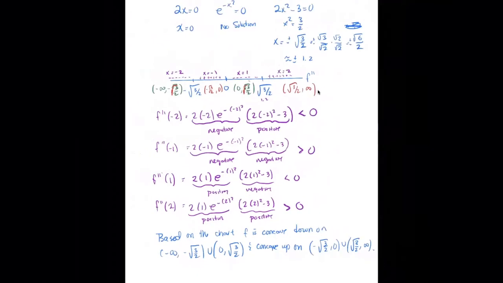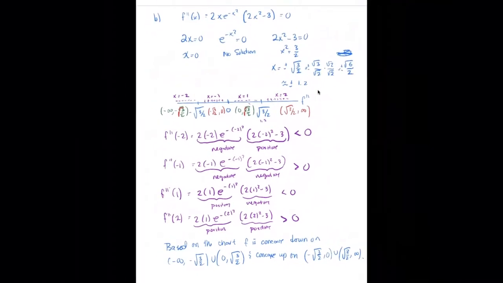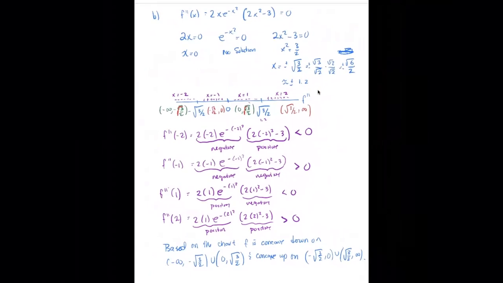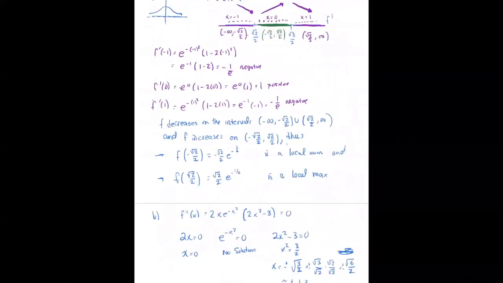Notice that this process is very similar to what we did in part A, except here there's no such thing as local min or local max, but you could talk about something called an inflection point, but I'm not asking you about those so far. Okay, last part is part C.